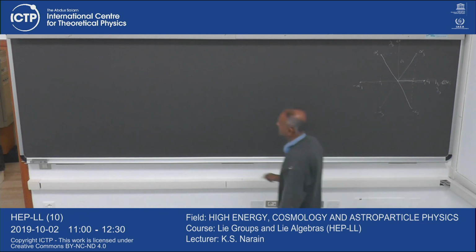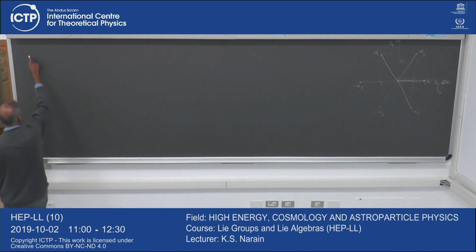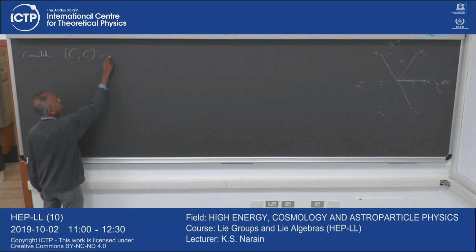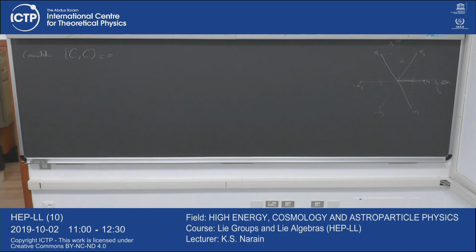Now, what are the commutation relations? We have commutation relations between the Cartan elements, which is of course 0, because by definition they commute.